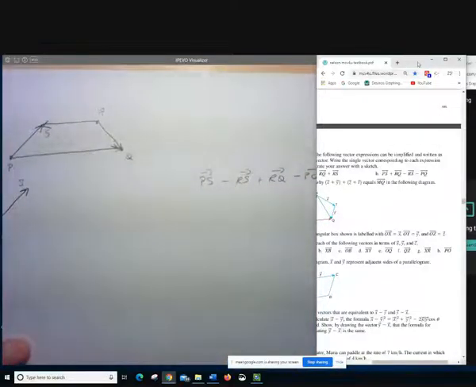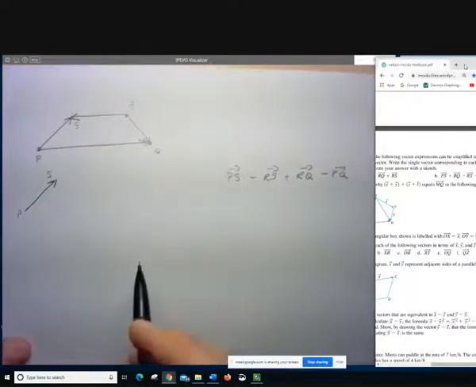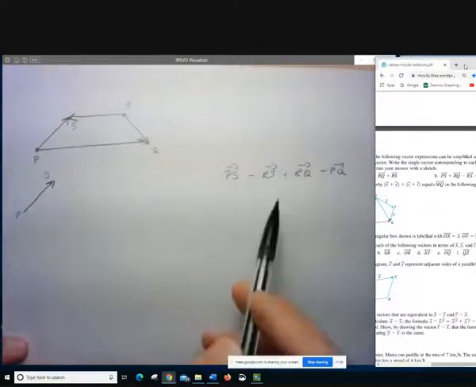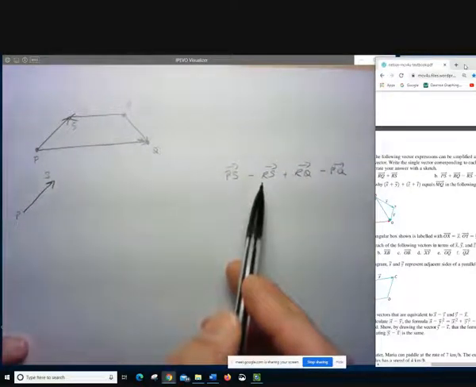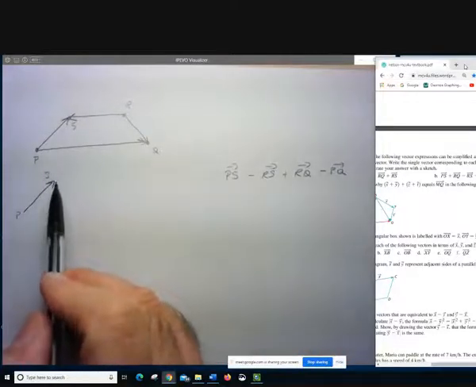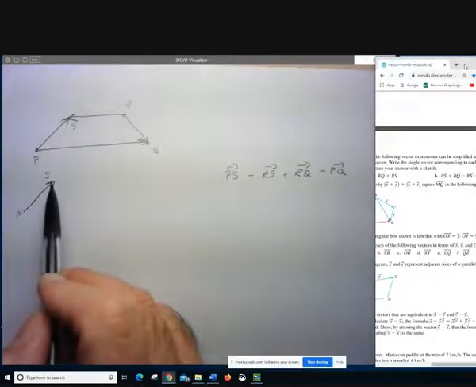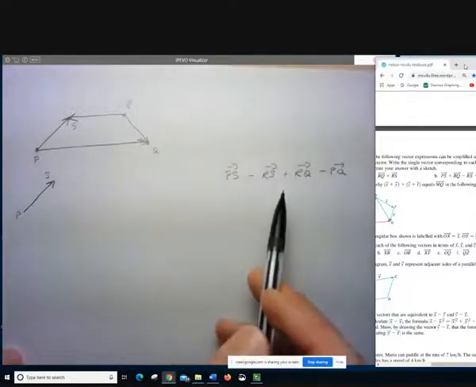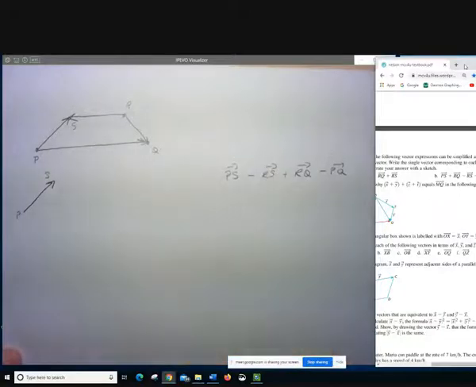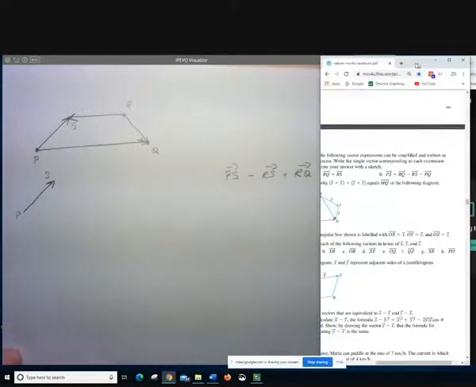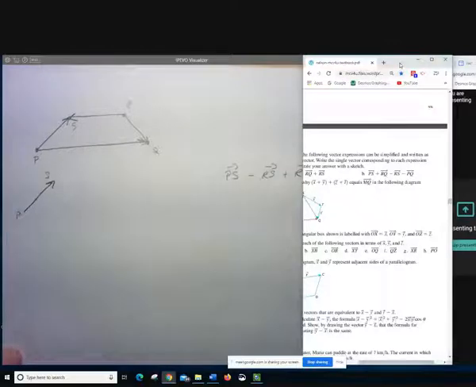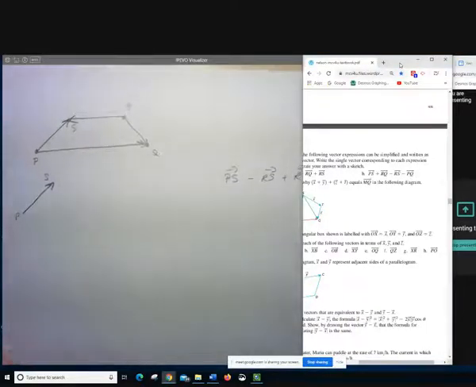But now, instead of PS and then RS, wouldn't it be nice to have the next vector starting at S? So I got a tip to tail scenario. But what can I do with this second vector? Instead of working with vector RS, what might I do? Anybody give me any ideas what I'm going to do with that vector RS? You could do plus vector SR. Exactly. The opposite of it.